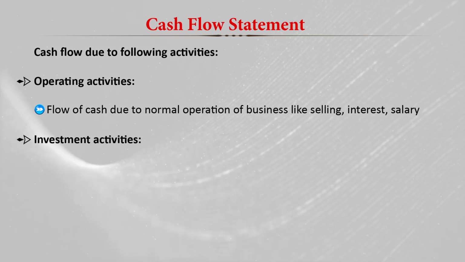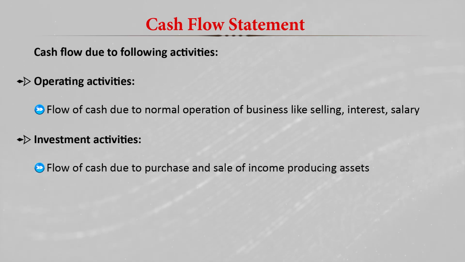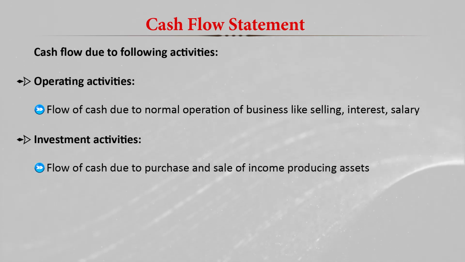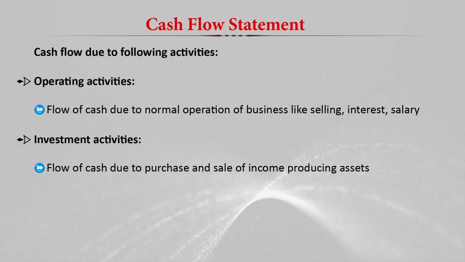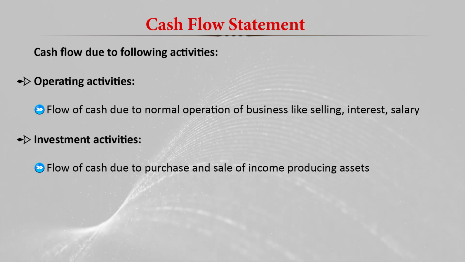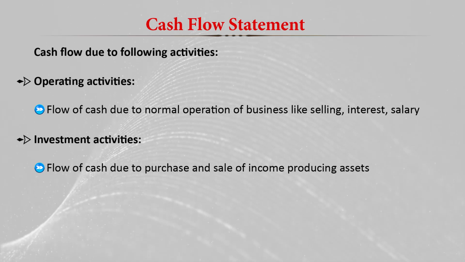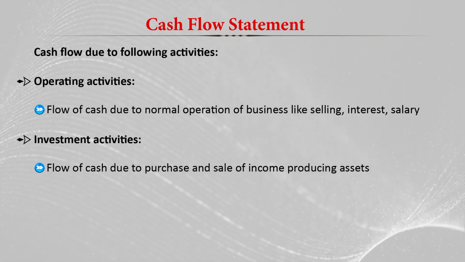Then we have the investment activity: flow of cash due to the purchase and sale of income producing assets. Whenever we are purchasing some assets, we are investing some money. If we are selling some assets, then we are getting some money. That is also reflected in the cash flow statement.